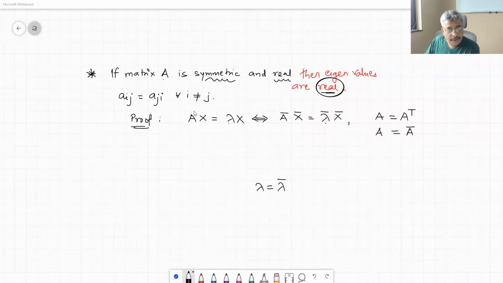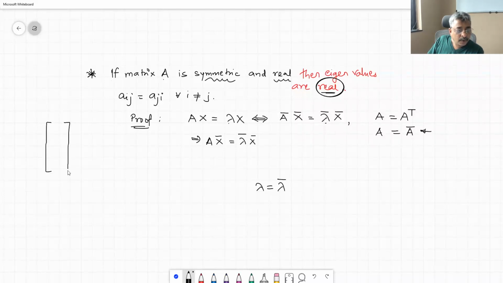Now let me demonstrate how to go about it. If we have this equation with us transpose, I can always replace this A conjugate by A using this property. So this implies A x bar is equal to lambda bar x bar. Before going on, let me explain what we mean by lambda bar and what we mean by x transpose. You have a vector whose entries can be real or complex. So let me put some entries: a1 plus b1i, a2 plus b2i, a3 plus b3i, a4 plus b4i. Suppose this is our vector x.